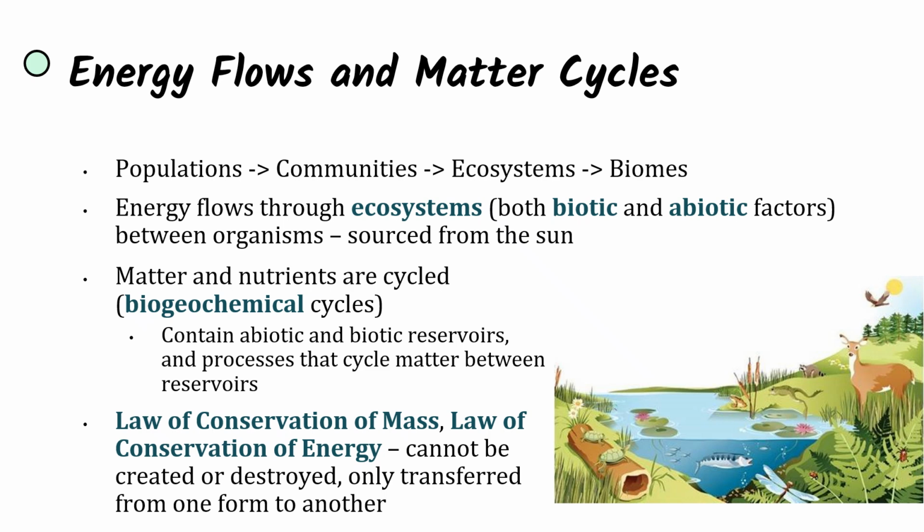And so energy flows through ecosystems, both biotic and abiotic factors like we just discussed, between organisms. And all of this energy is going to be sourced from the sun. The sun is going to be our primary source of energy, which is then going to transfer through photosynthetic organisms and then through carnivorous and herbivorous organisms through cellular respiration. Whereas matter and nutrients are cycled. So energy is going to be transferred between different organisms, while matter and nutrients are going to be cycled throughout the ecosystem.